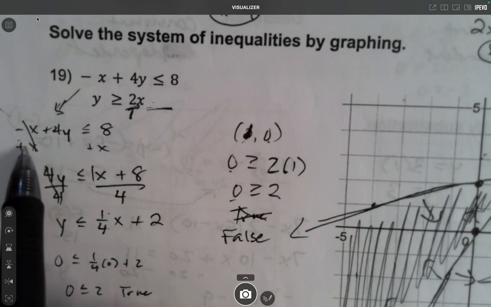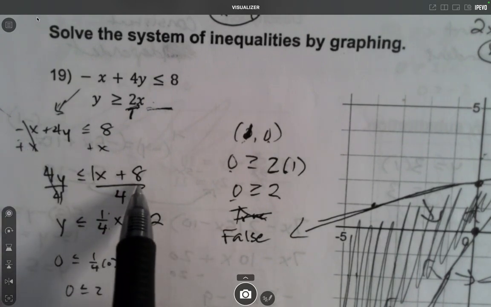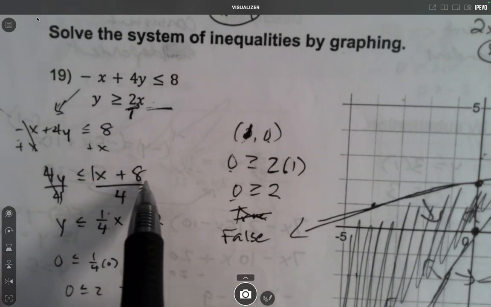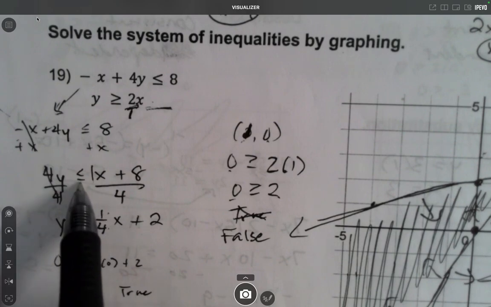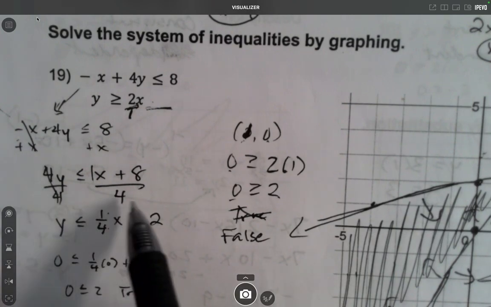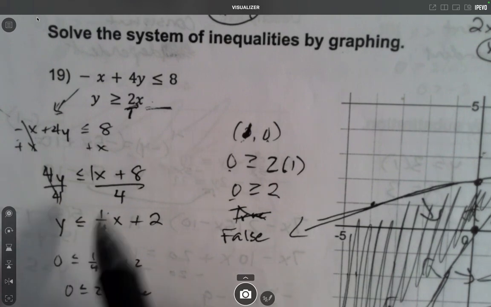So I added x to both sides. That gave me x plus 8. I put a 1 in front of it. I'll explain in a second. But you just get x plus 8. Then you have 4y is less than or equal to x plus 8. Then we divide both sides by 4. So that cancels out these.